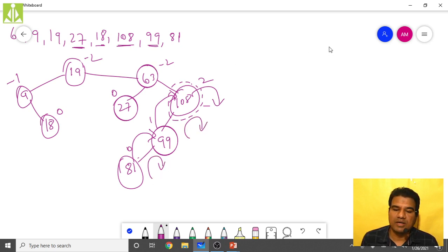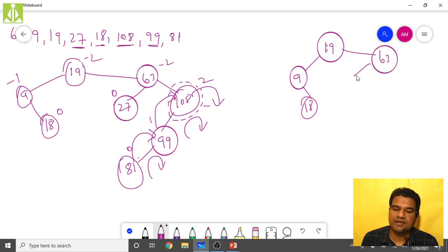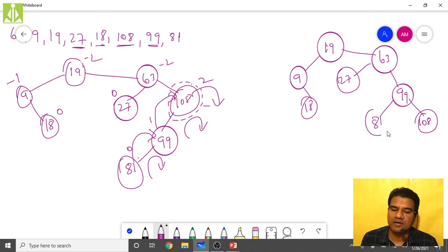So 19 will become the root node. Then we got 9, then we got 18 over here, then we have 63 like this, then we have 27 over here. Okay, here we are moving. What will happen for this part? 99 will come like this, 108 will come as the right child, and 81 will come over here, like this.